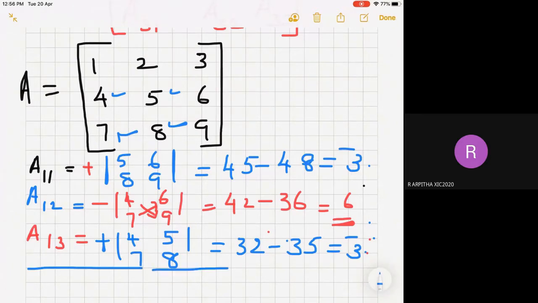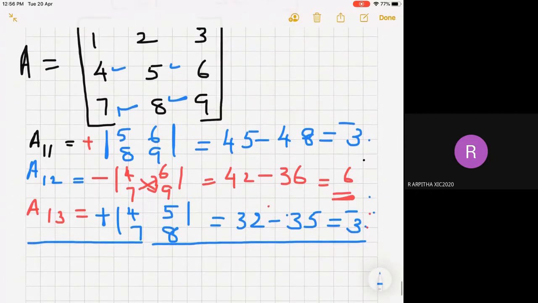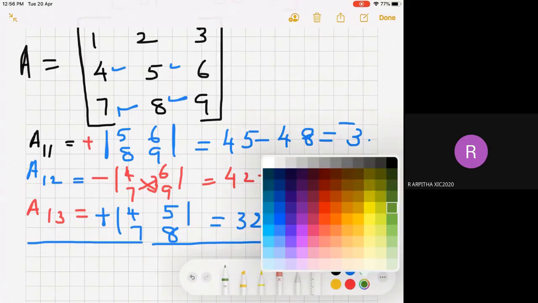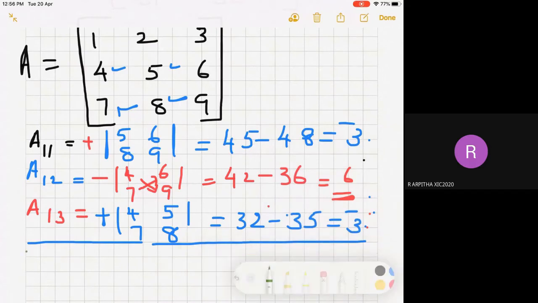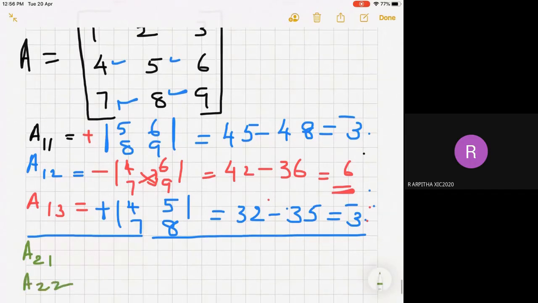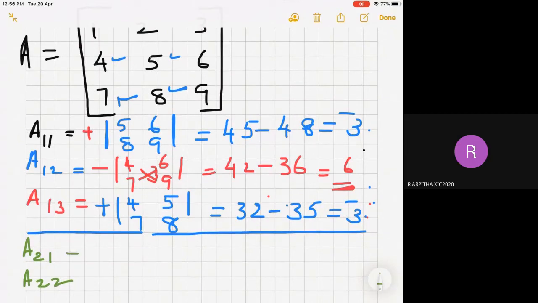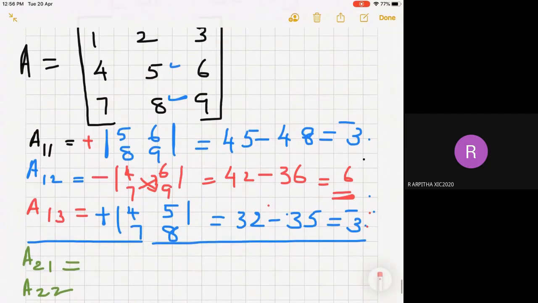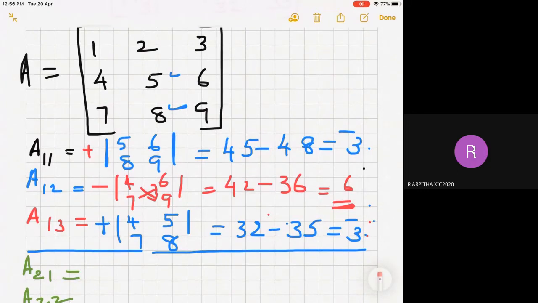Now I am going to the second row. At the second row, I will use a different color. Yeah, green. Second row, that is A21. Then next you have to find out A22 and then A23. So A21. A21 means the cofactor of 4. And what is the sign of the cofactor? You always have to remember, starting with plus only. So this is plus.